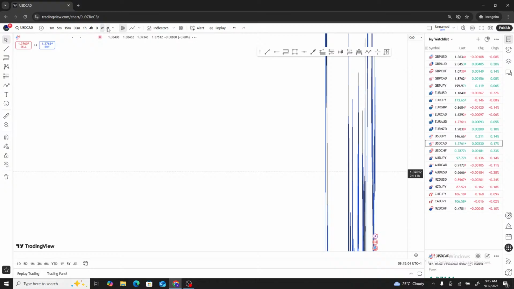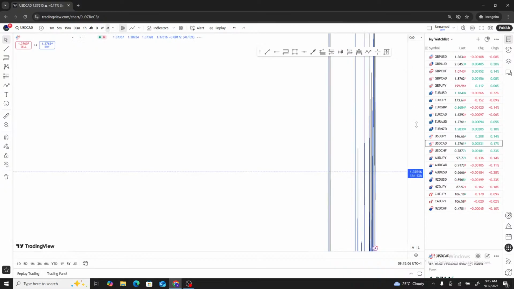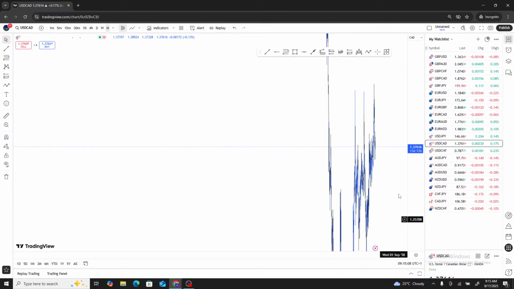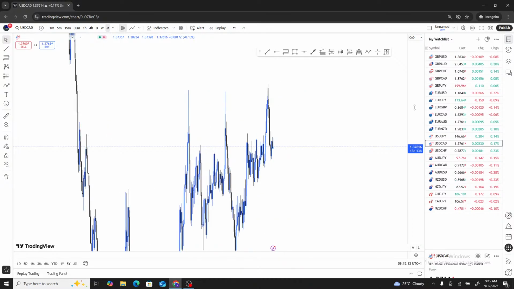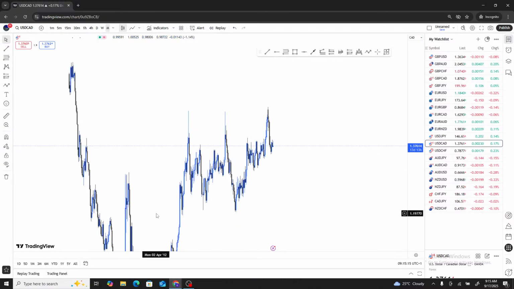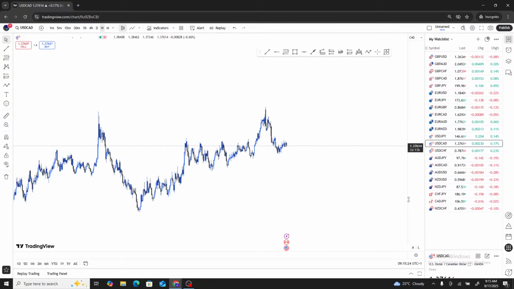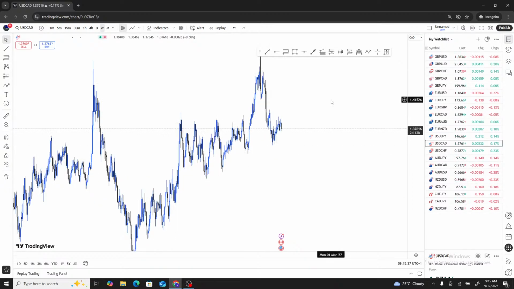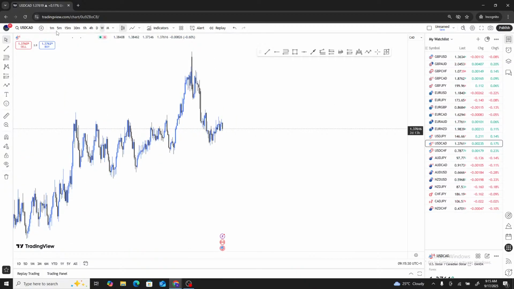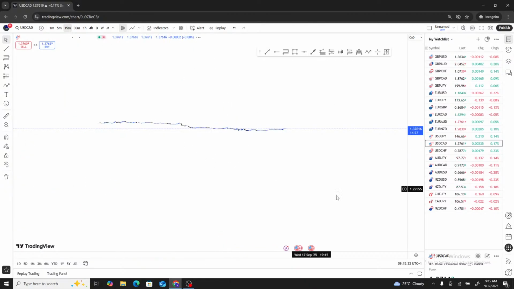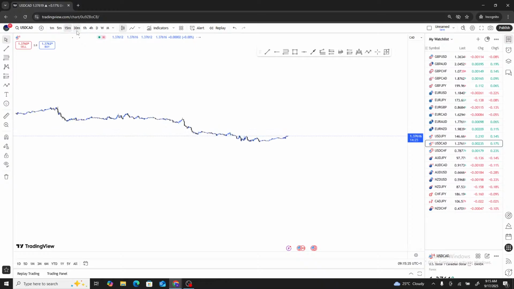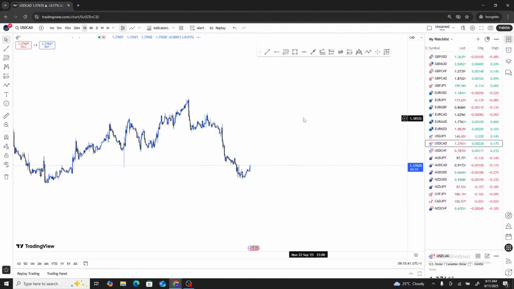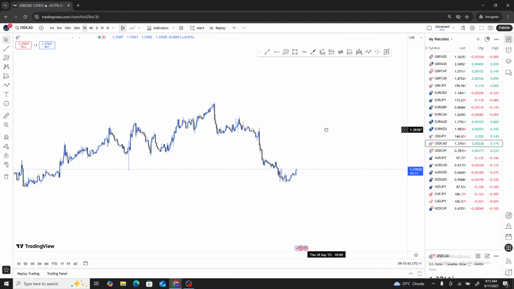Even from a higher time frame perspective, we can see it is on a massive downtrend for now. Let's see what we have. All we have to do is to go to our lower time frame to check for levels where we can sell from, because the market is on a downtrend.